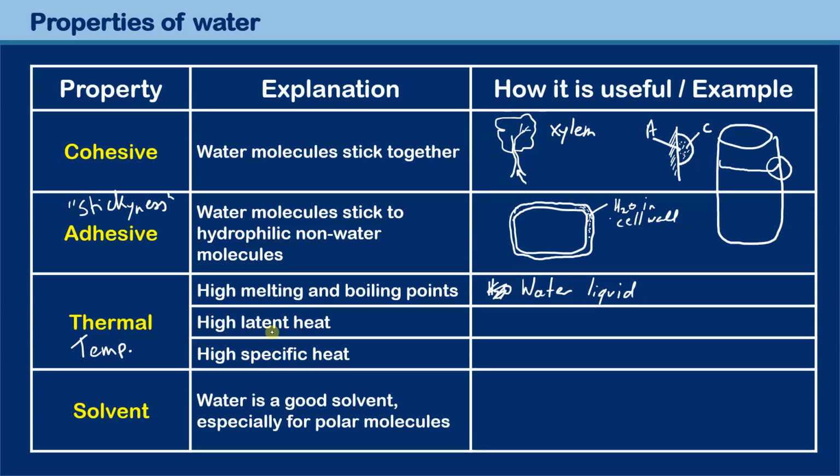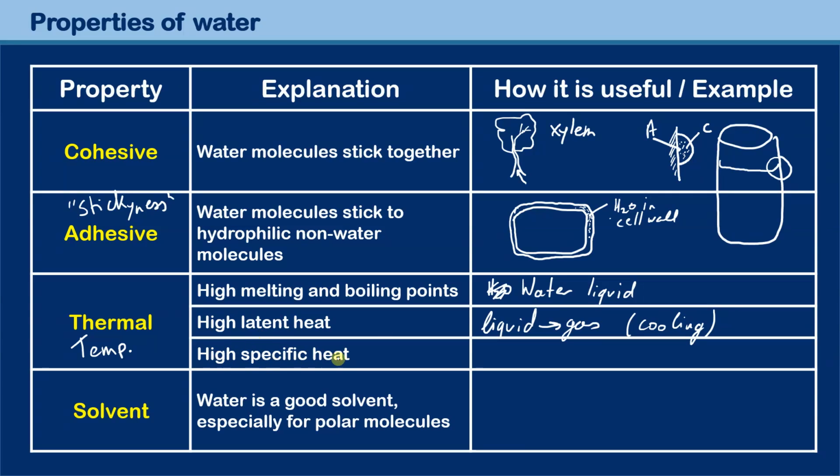And it has a high latent heat. This means changing from liquid to gas, evaporation that is, requires a lot of energy. And therefore this is important for cooling. So for example, evaporating sweat cools a person down. So evaporating water is important for cooling, and that's because of the high latent heat.